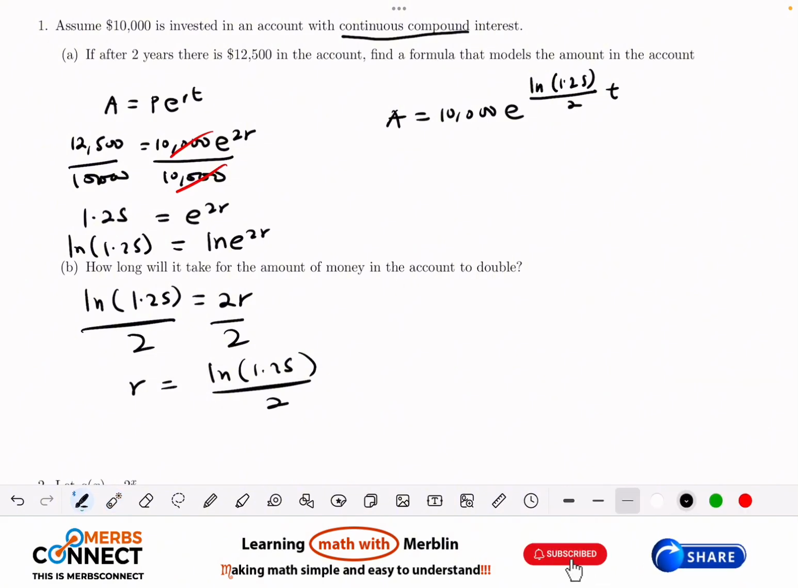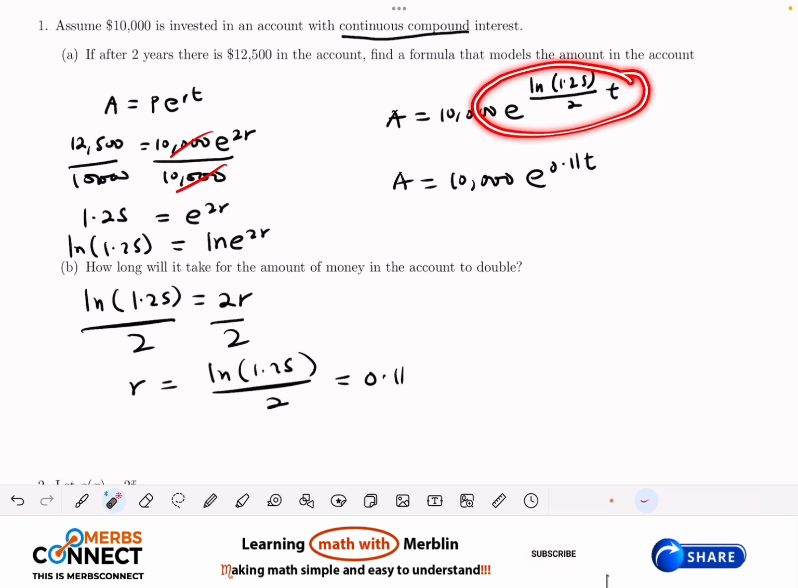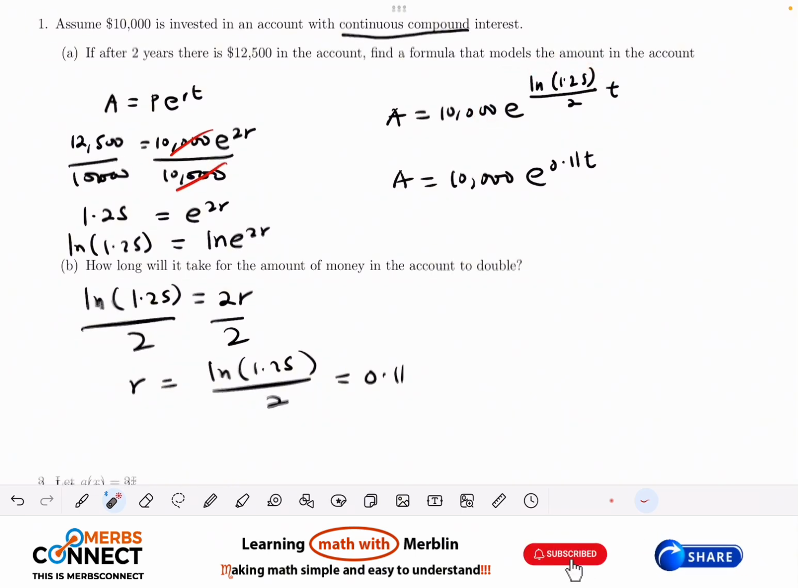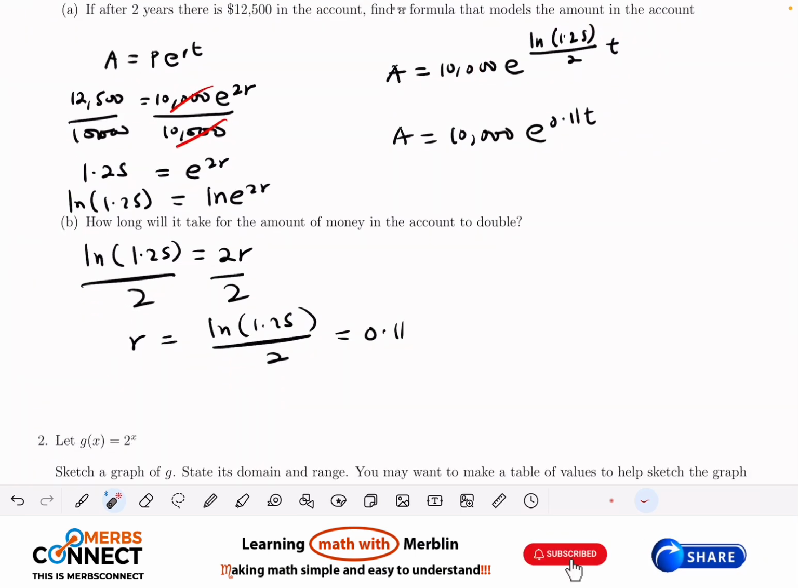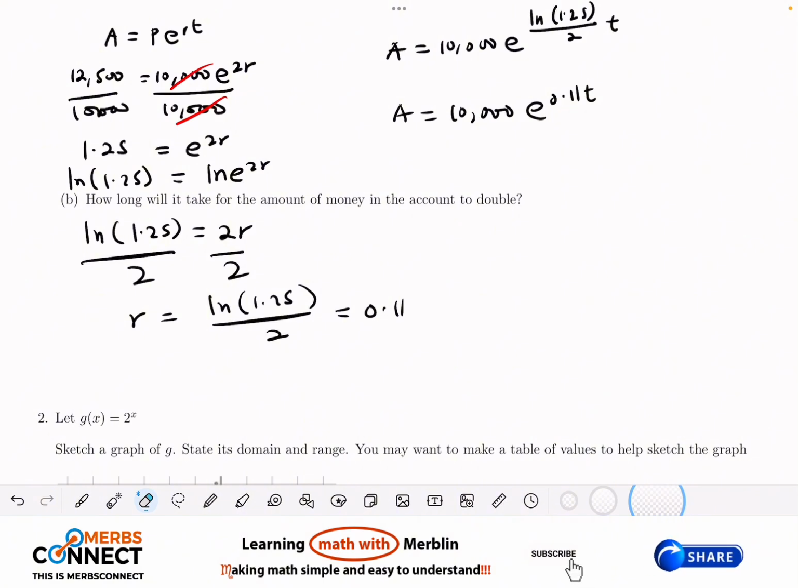But if we are using a calculator, then I think this one should be 0.11. So this one will be A is equal to 10,000 e to the power 0.11t, right? But if we're not using a calculator, then you just need to leave it in this form. So that will be the A. Let's look at the B.